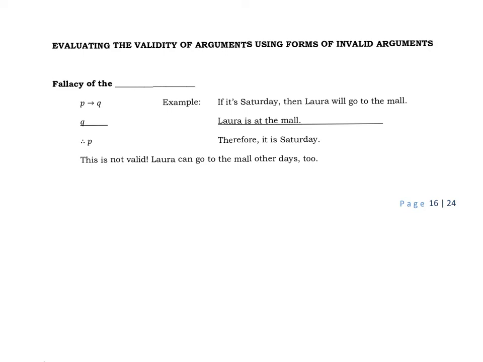So we've already talked about whether or not an argument is valid using the forms of valid arguments. Now we'll be able to evaluate the validity of an argument using forms of invalid arguments. So I have the fallacy of the converse.